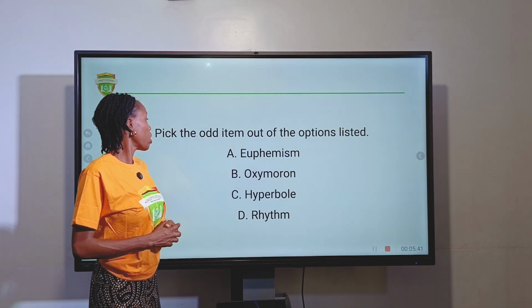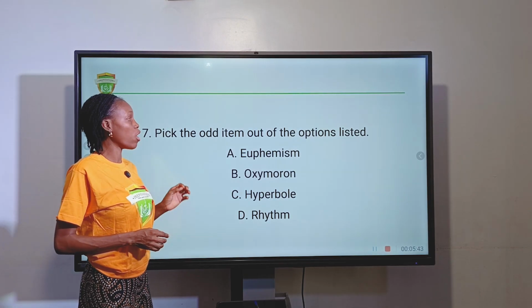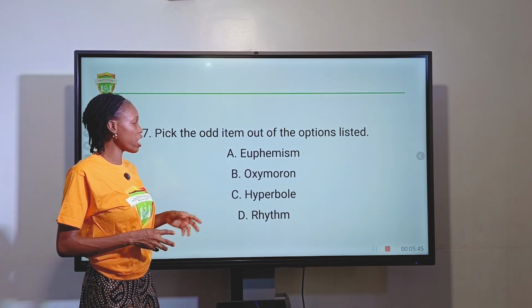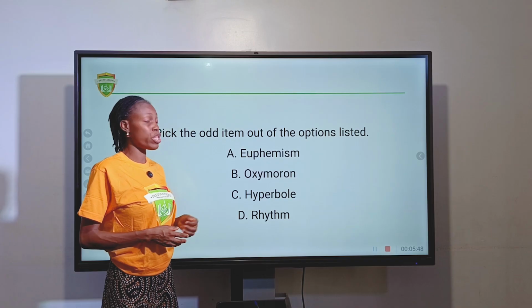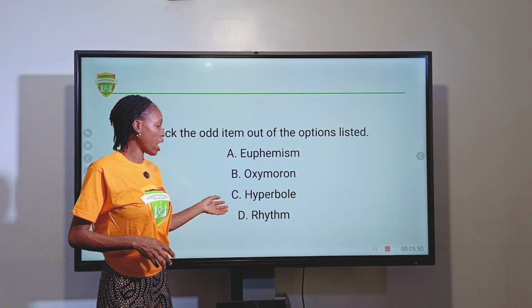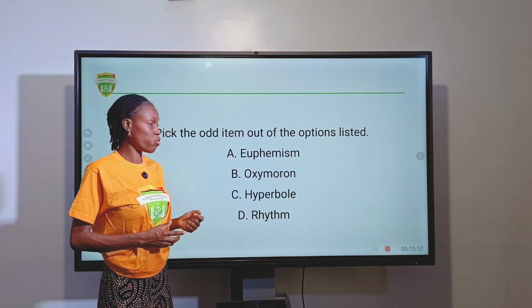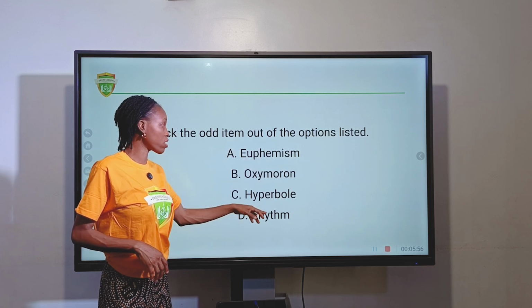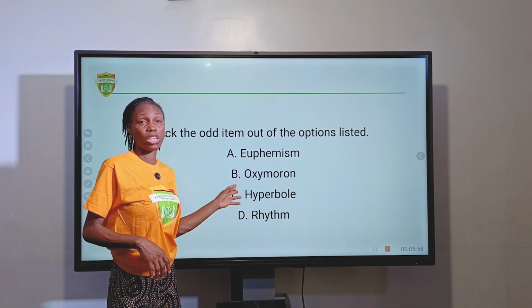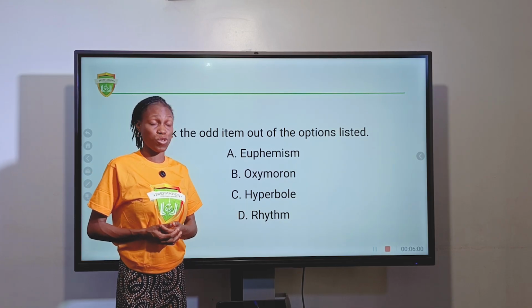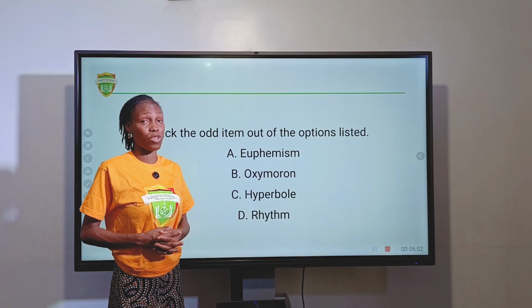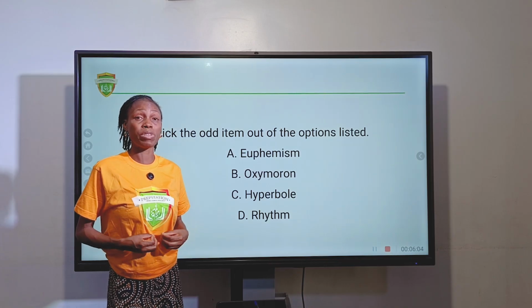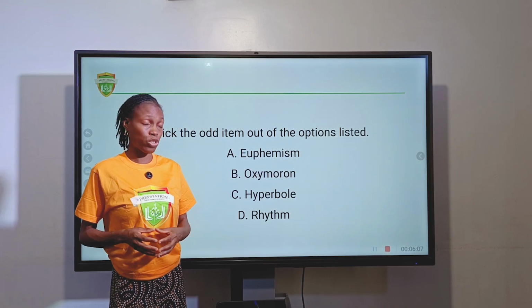Number 7, pick the odd item out of the options listed. A, euphemism, B, oxymoron, C, hyperbole, and D, rhythm. The answer to this question is rhythm. Why? Because euphemism, oxymoron, and hyperbole are figures of speech, while rhythm isn't a figure of speech. It's actually an element used in poetry.